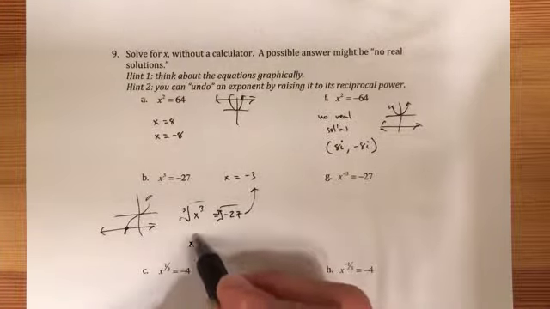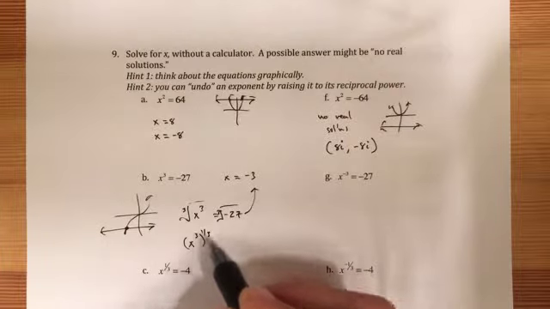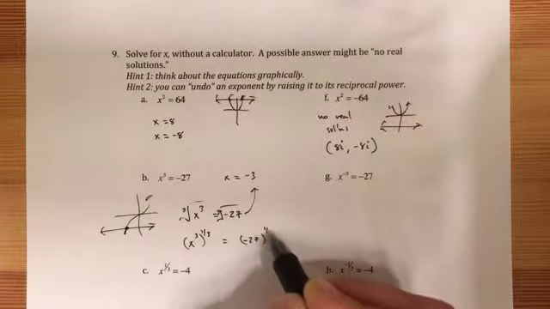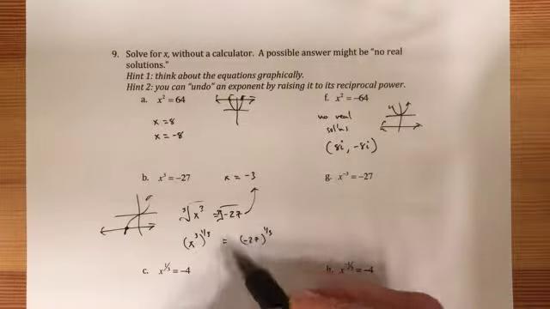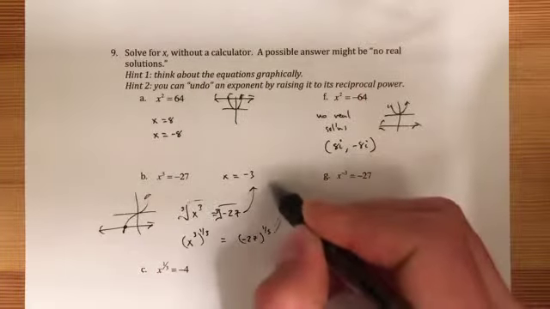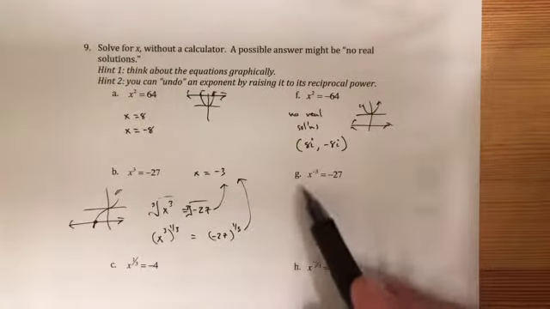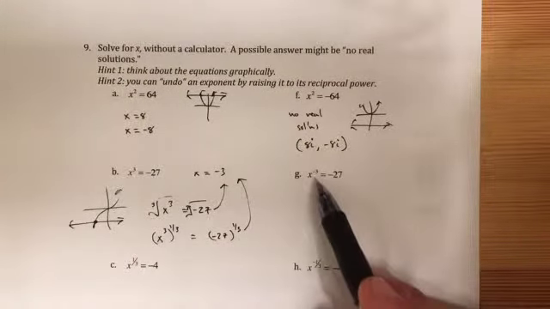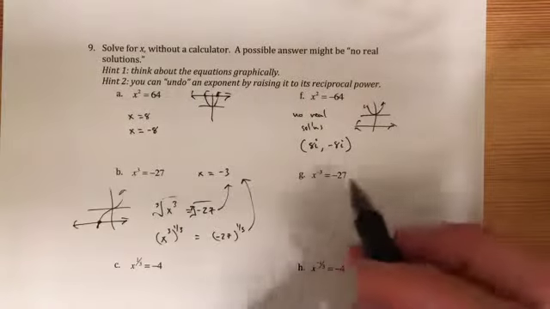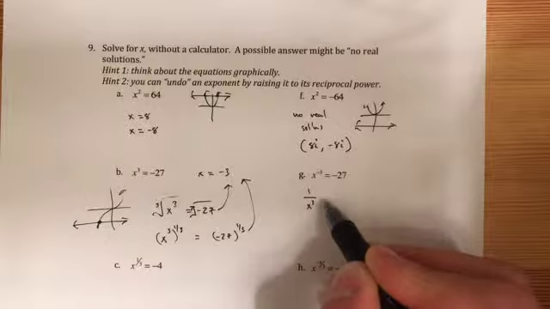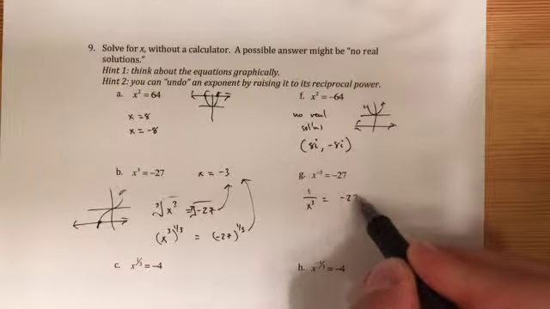Or I could say, oh, I'm going to raise both sides to the reciprocal power, but that's the same thing because raising to the 1/3 and taking a cube root is the same thing. So either way, it's going to get me negative 3. X to the negative 3 equals negative 27. I also think it's good to get a positive exponent here, so I'll write this as 1 over x cubed equals negative 27.